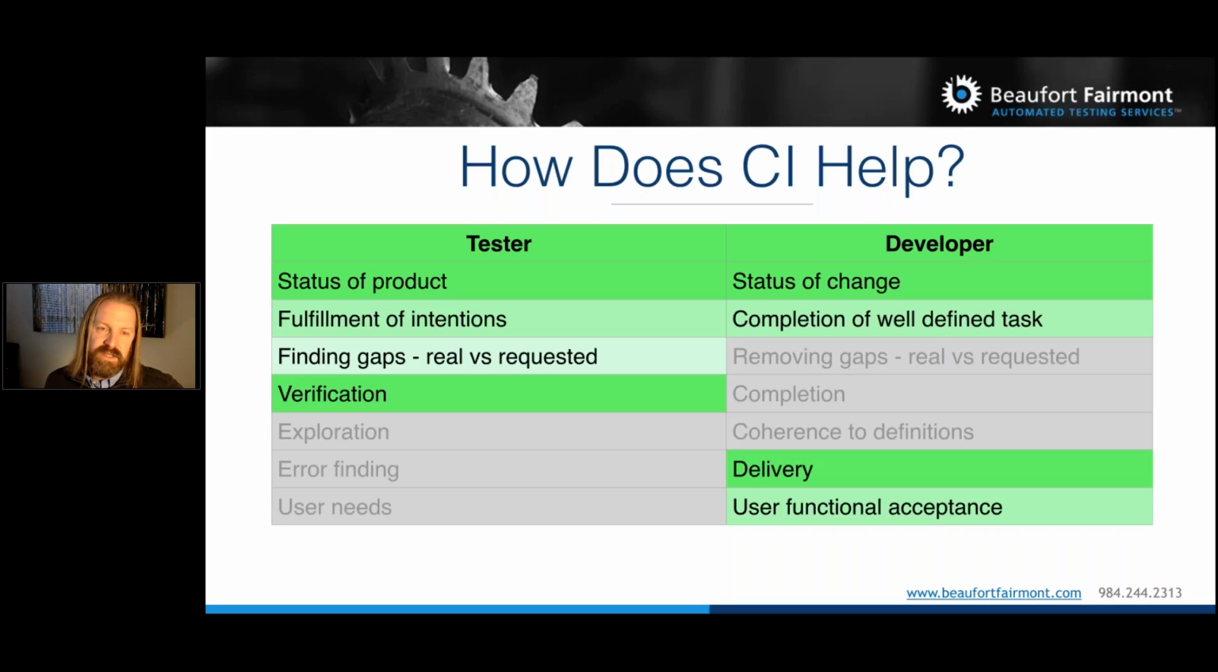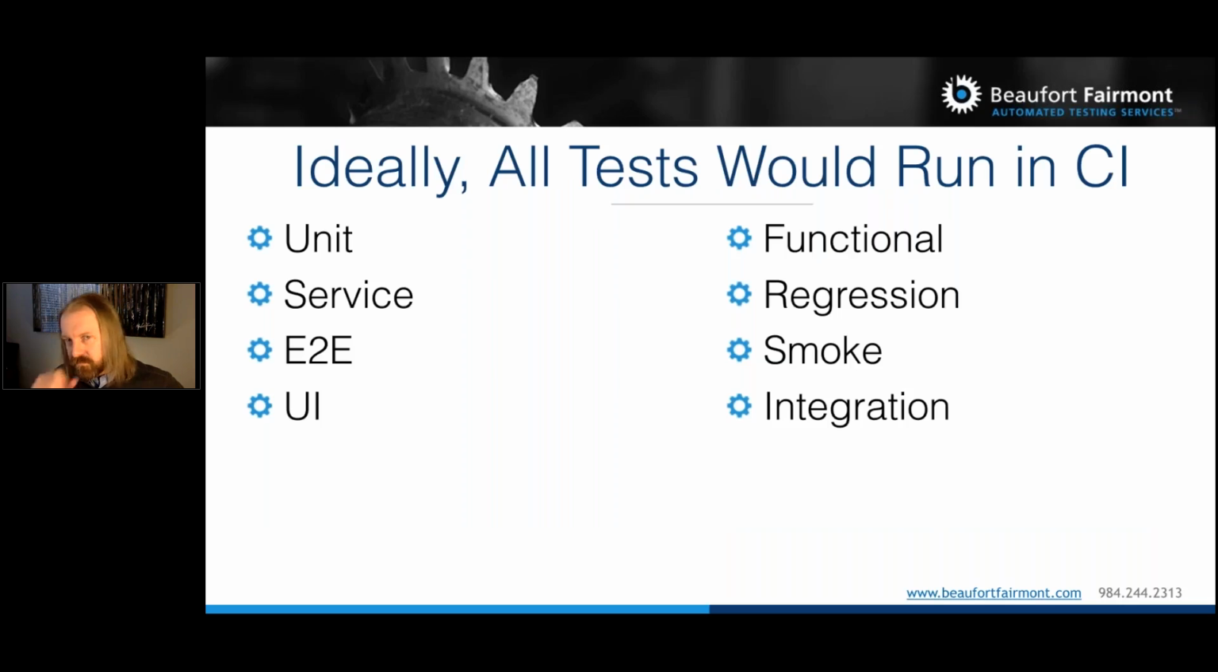Fulfillment of intentions, I think, is something that sometimes we can do. So the lighter green here are the things that we may be able to figure out with CI. And the lighter the green, the less likely we are to figure out. Finding gaps, real versus requested, provided you have a really good set of tests that are aligned with what's requested and show you what's real, then yes, we can identify gaps in the system with those. Really, most of the work there, though, is done by the writing of the test cases by the individual. It's not the CI system or the test that finds it. So I've left that a little bit lighter there, but I just wanted to give you some to think about.